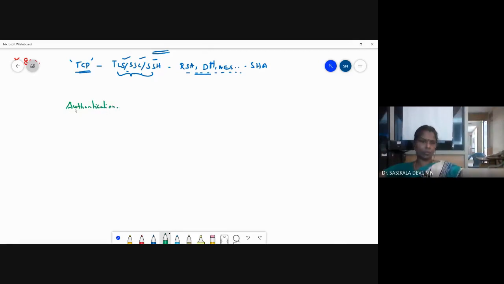Okay. So what do you mean by authentication? Authentication ensures that the data is from the correct source. Okay, the data is from the correct source. Here you can ask the question: who is the source? Either a human being, or the software, or the product.